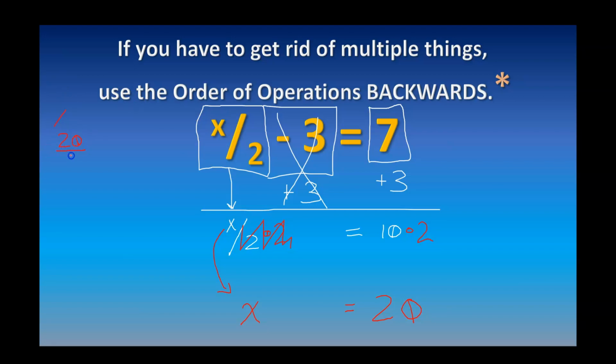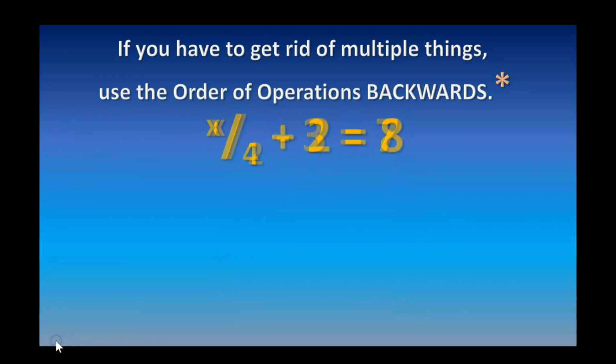20 divided by 2 minus 3 equals 7. Does that work? Well, 20 divided by 2 is 10. Take away 3 is 7. Our answer is correct. For this problem, x is worth 20.